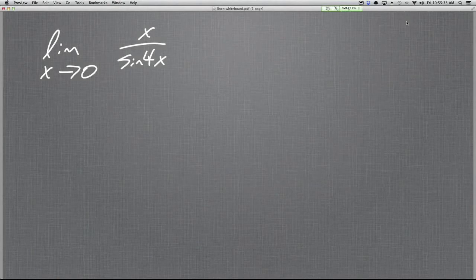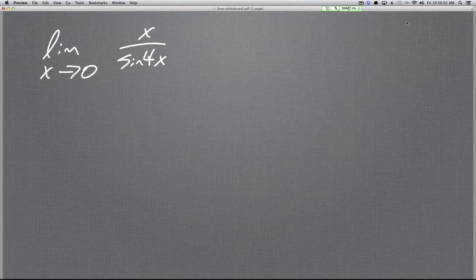Okay, this one is the limit as x approaches 0 of x over sine of 4x. This one's slightly different than the last one. Because where was the coefficient located on the last one? In front of x. Where's my coefficient here? In the trig function. Can I take anything out from the inside of a trig function? No. The inside of a trig function must stay unless I use a formula, and I'm not using a formula.